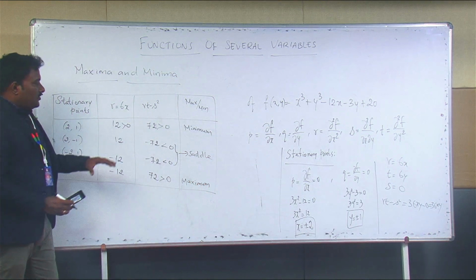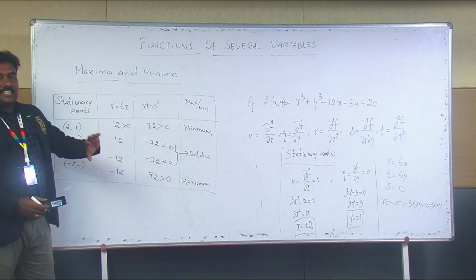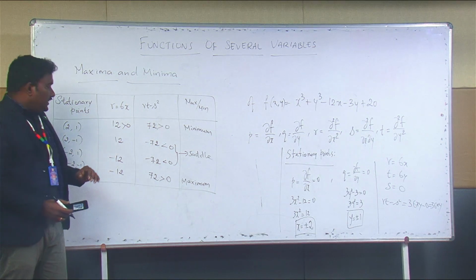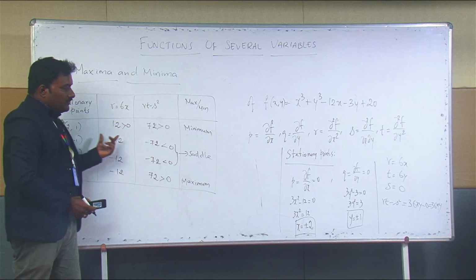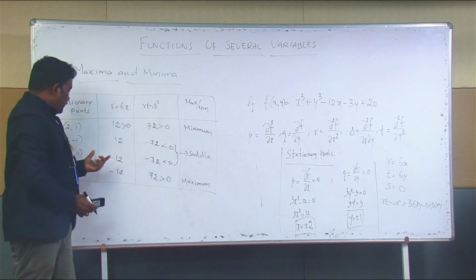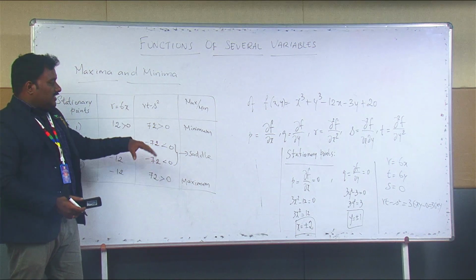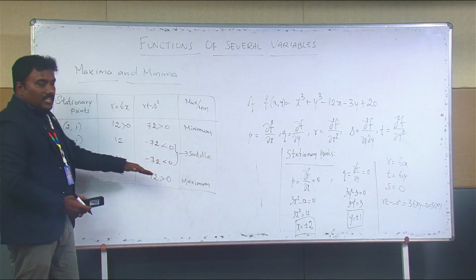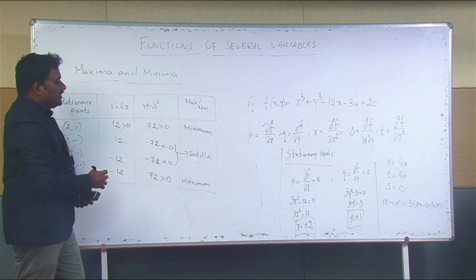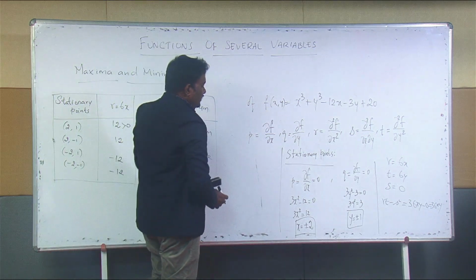So now we got the points at which we will get the minimum or maximum, right? So here this 2 comma 1 will give you a minimum value, and this minus 2 comma minus 1 will give you a maximum value. If you want to find the values of this minimum and maximum, we have to replace them in the given function f of x comma y.